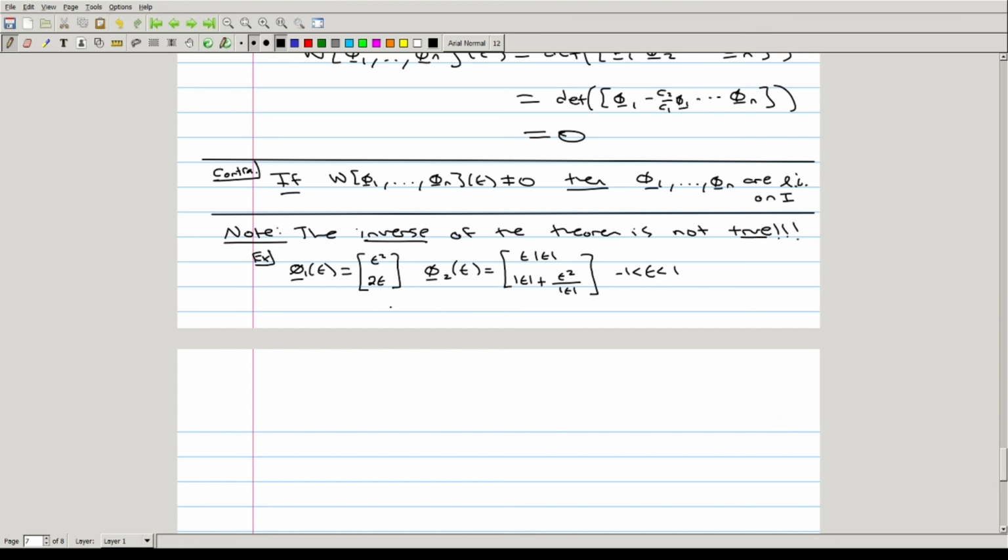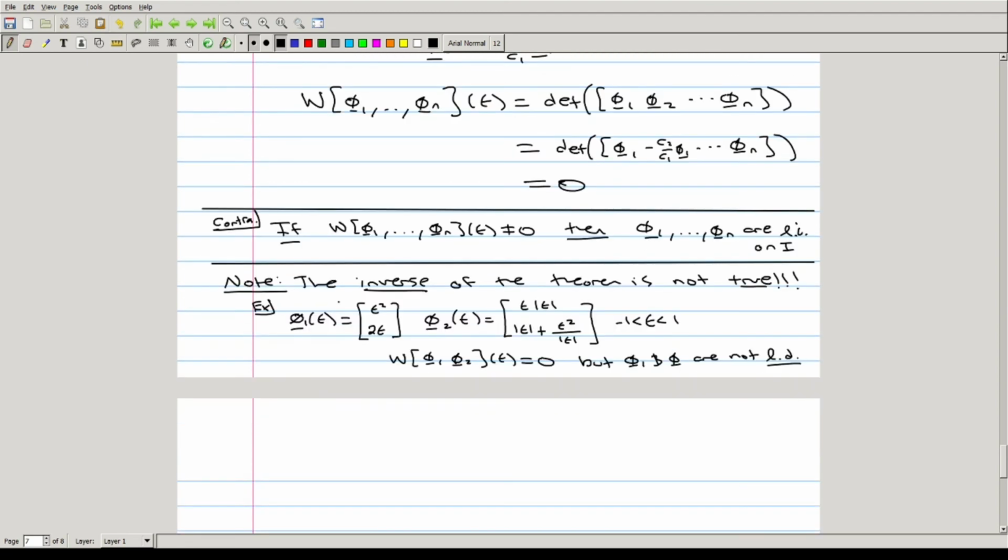Going through and evaluating the Wronskian of these two vector valued functions will give you that it's identically equal to 0, but the functions phi1 and phi2 are not linearly dependent on one another on this interval. So this is a very, very good example.